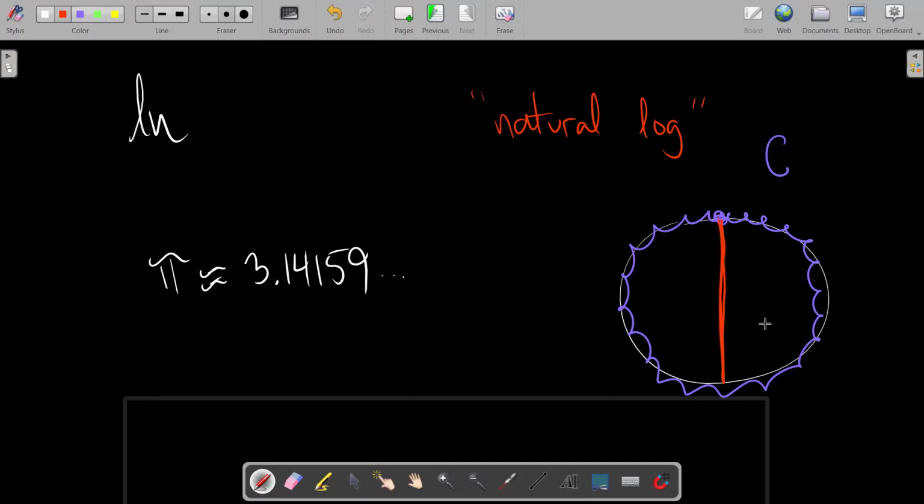If you were to take any circle of any size, it could be a huge crop circle out somewhere in like Ireland or in Nebraska. It could be a tiny little circle. Any circle in the world. If you divide its circumference by its diameter, you will always get pi.